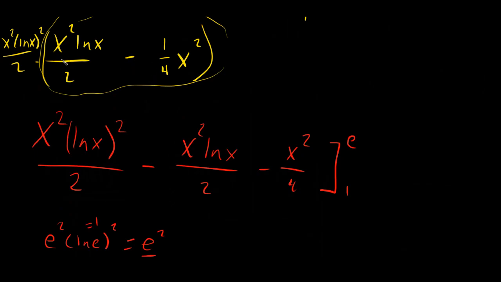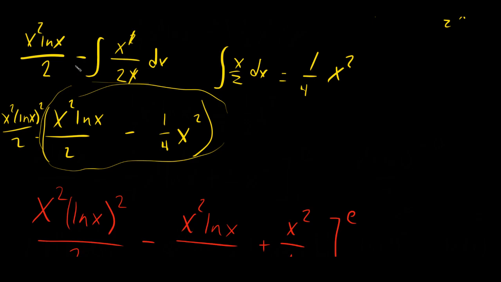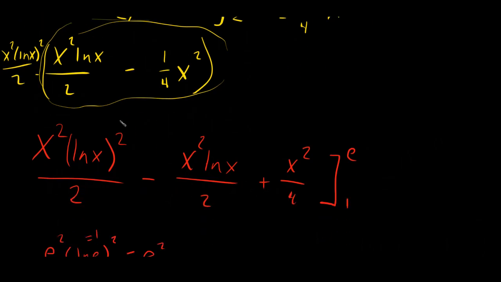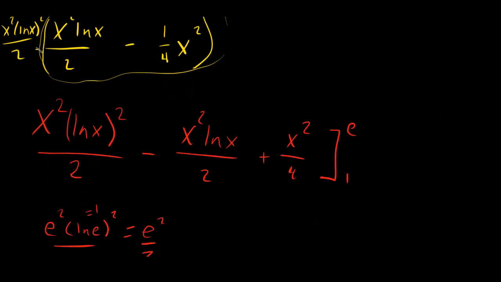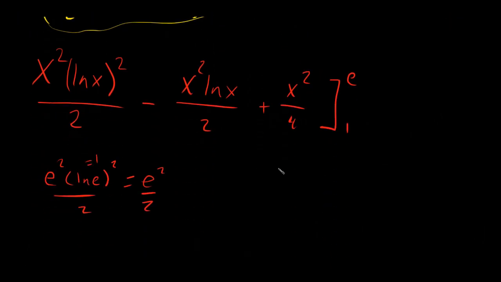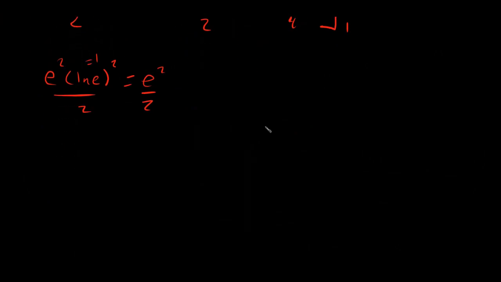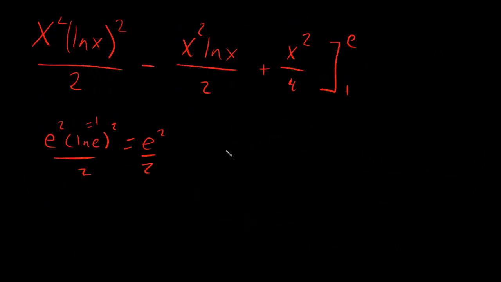Actually, I did a subtraction error here. This should be plus because this negative applies to everything. This is why I added the parentheses. This negative applies to everything in here. So this was positive initially, when this came out of the integral. But since we have to minus this part, this integral, because of the formula, this negative times a negative makes this positive. Okay, so we got e squared over 2 for that.